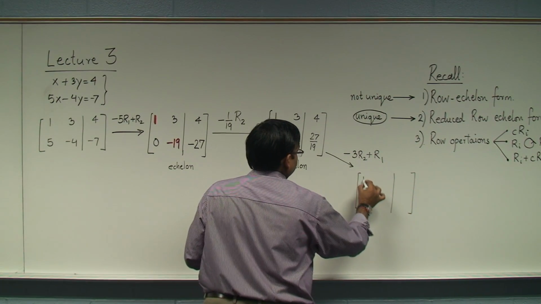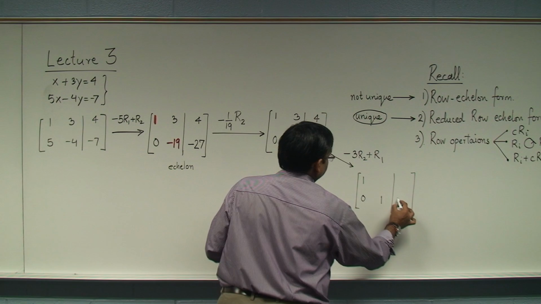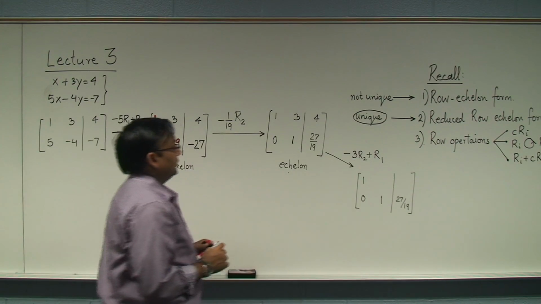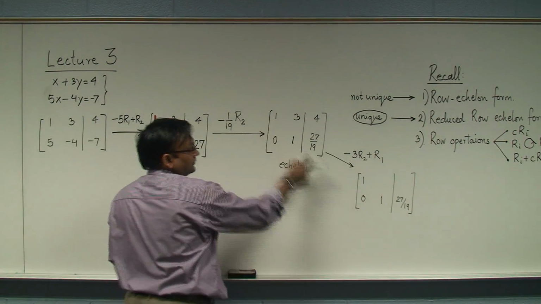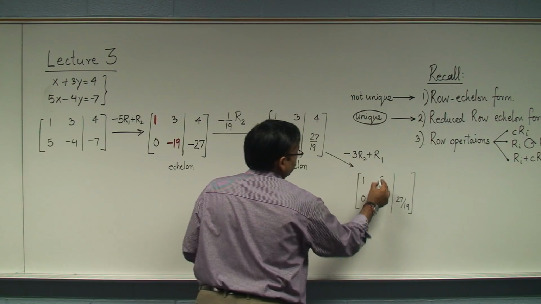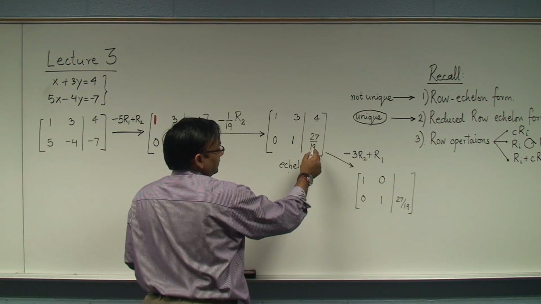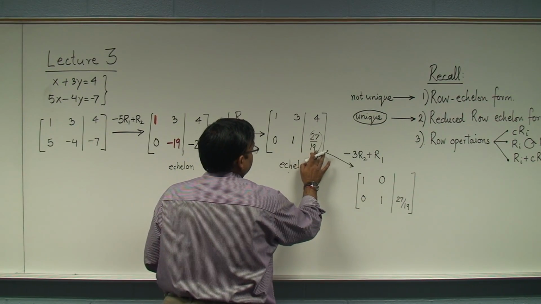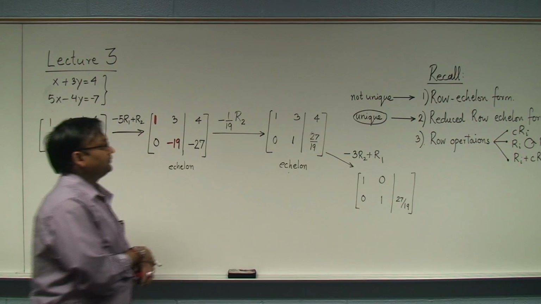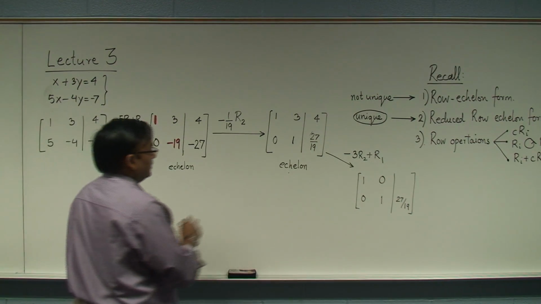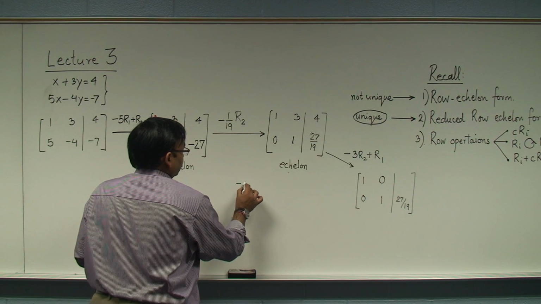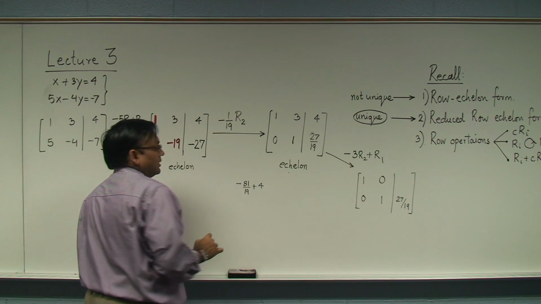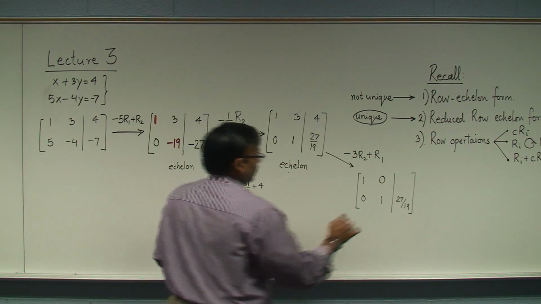So this will give us 1, but let's first write this out. Okay, so -3 times 0 added to 1 will give you 1. -3 plus 3 is 0. And -3 multiplied by this and added to 4, well, let's see, it will give you -81/19 plus 4. Okay, so it will give you -5/19.